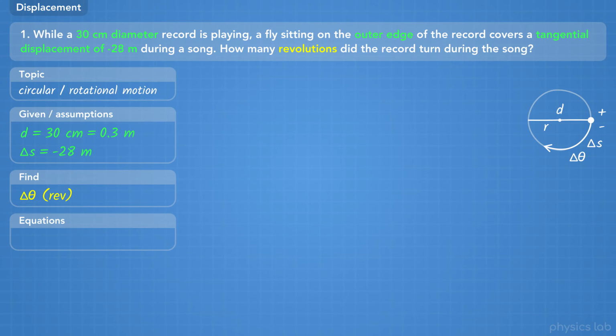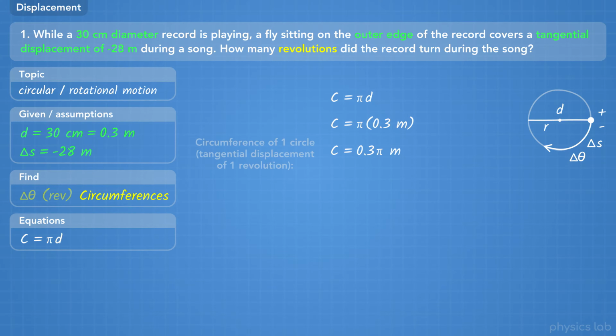We already have our given information, but instead of trying to find delta theta, the angular displacement, we might think about it as finding the number of circumferences of a circle that the fly travels, which would tell us the number of revolutions that the record rotates. Here's the equation for the circumference of a circle, c equals pi times the diameter. If we use this and plug in 0.3 meters for the diameter, then the circumference is 0.3 pi meters, leaving pi in to be more precise.